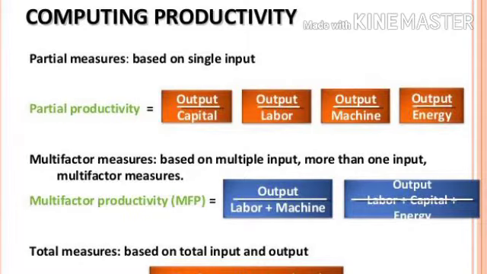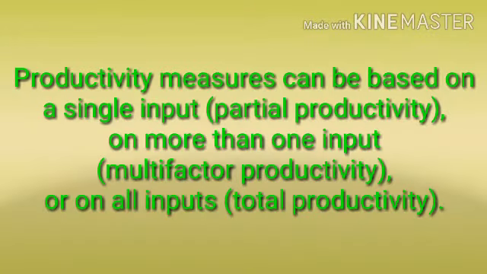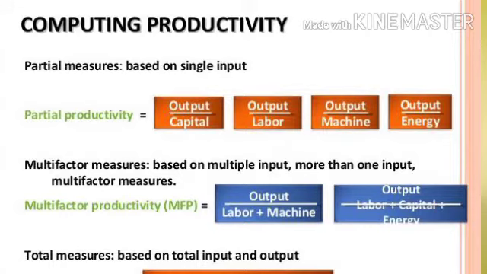Next is computing productivity. Productivity measures can be based on a single input, partial productivity, or more than one input, multi-factor productivity, or on all inputs, total productivity. So guys, I have an example here in computing productivity. Let's watch.